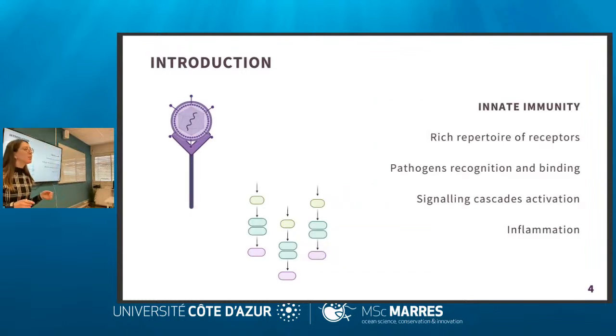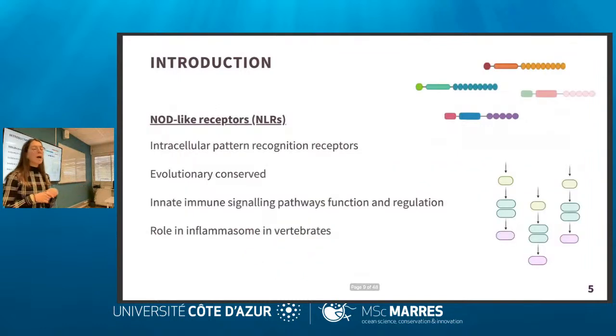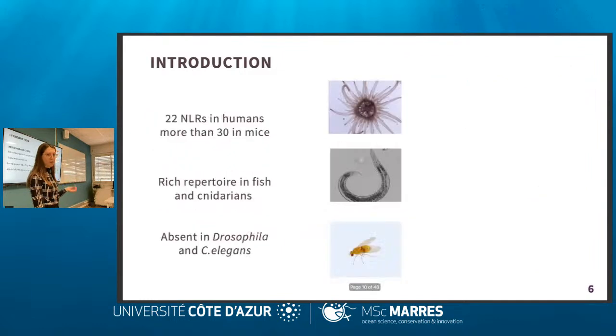Innate immunity presents a rich repertoire of receptors, which recognize and bind on the pathogen surface. This activates signaling cascades, which are followed by the induction of inflammation. Among these receptors, we have NOD-like receptors, NLRs, which are intracellular pattern recognition receptors. They are evolutionarily conserved across plants and animals, and they can initiate and regulate many innate immune signaling pathways. They also have a role in the inflammasome in vertebrates.